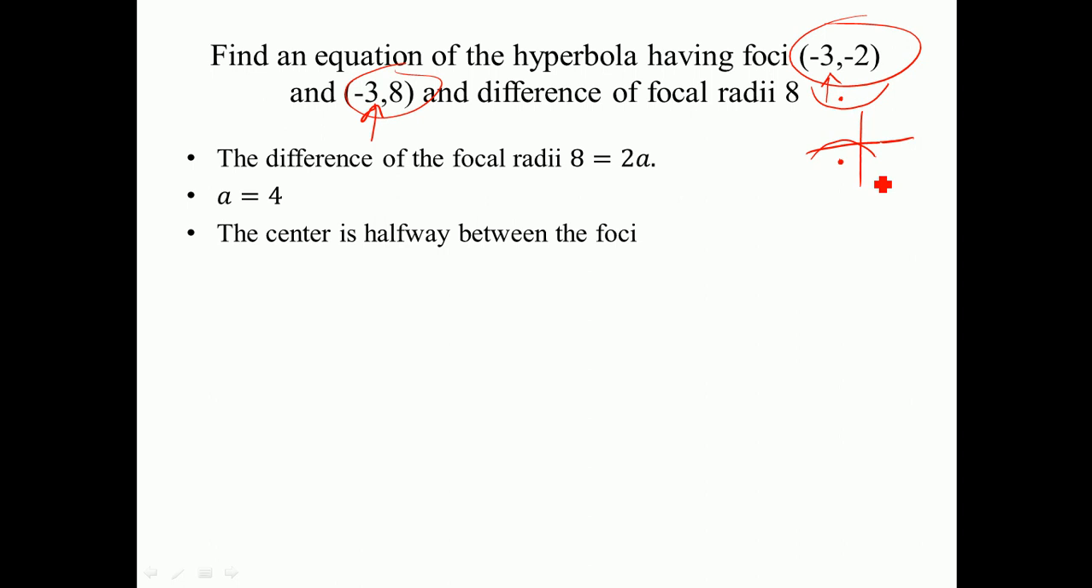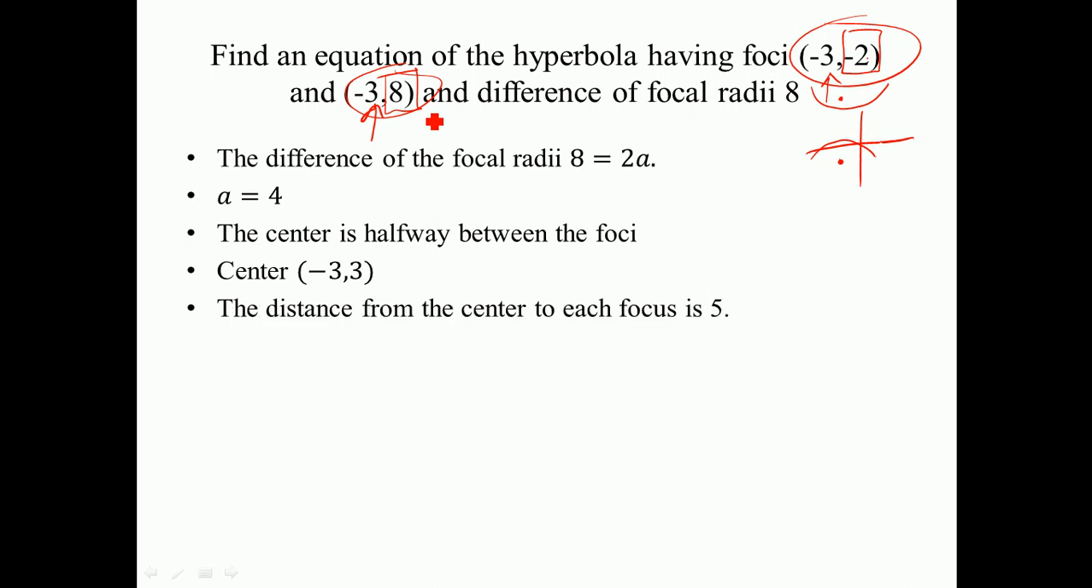So the center is just halfway in between. You're looking for what's halfway in between here and here, since the x coordinates don't change. Halfway in between -2 and 8 is 3. So that means our center is going to be (-3, 3). The distance from the center to each focus is 5. If you notice, -3 doesn't change, but to get from 3 to 8 is 5. From 3 to -2 is also 5. So we got that part.